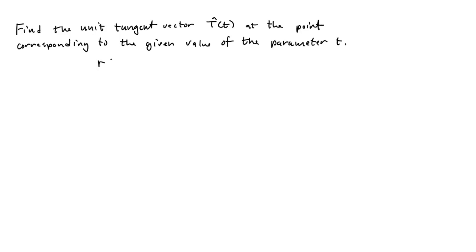where our vector function is given as r vector of t is equal to t sine of t for the x component, t cosine of t for the y component, and t for the z component, evaluated at t equals pi over 2.